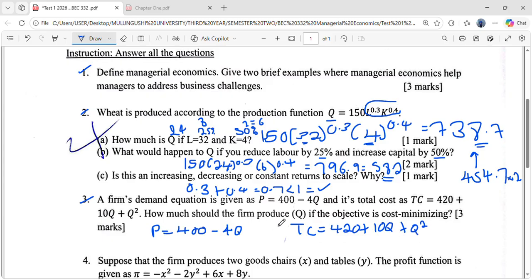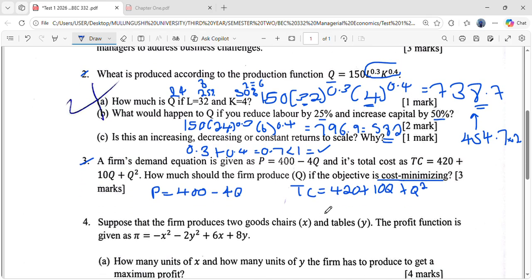How much should the firm produce if the objective of the firm is cost minimization? When we're talking about cost minimization, we're talking about average cost being equal to marginal cost. Remember, when average cost is greater than marginal cost, it is falling. But if average cost is less than marginal cost, it is rising. When marginal cost is equal to average cost, we achieve what is called the average cost minimization point.